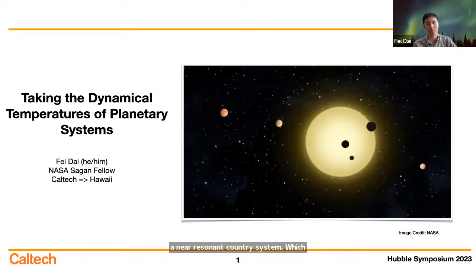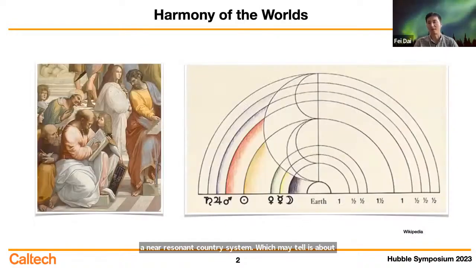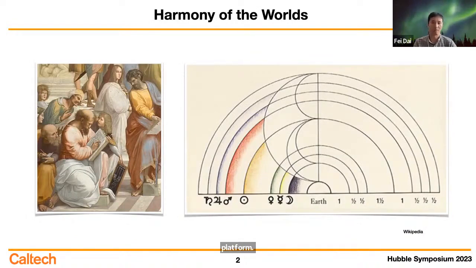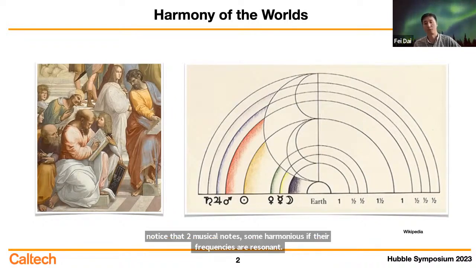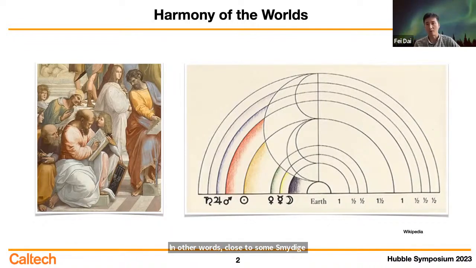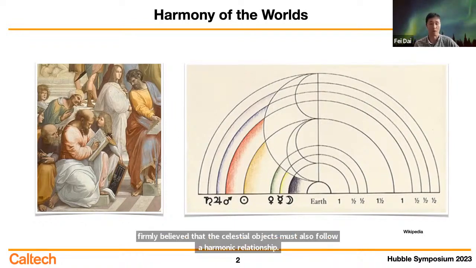So more than 2,000 years ago, in ancient Greece, Pythagoras noticed that two musical notes sound harmonious if their frequencies are resonant. In other words, close to some small integer ratios. And Pythagoras firmly believed that the celestial objects must also follow a harmonic relationship, giving rise to a cosmic symphony.